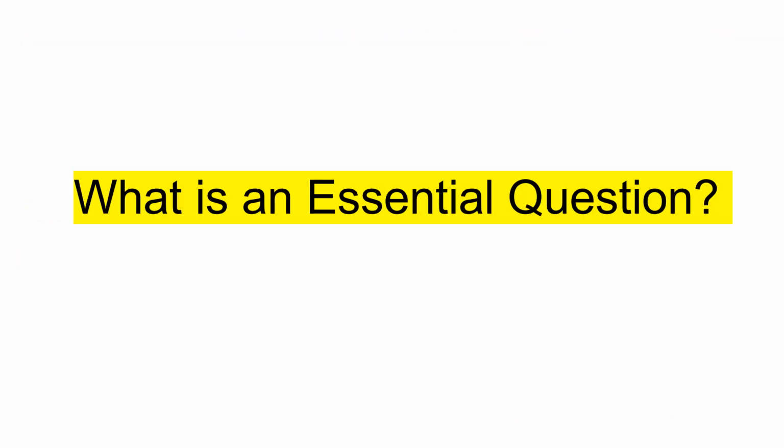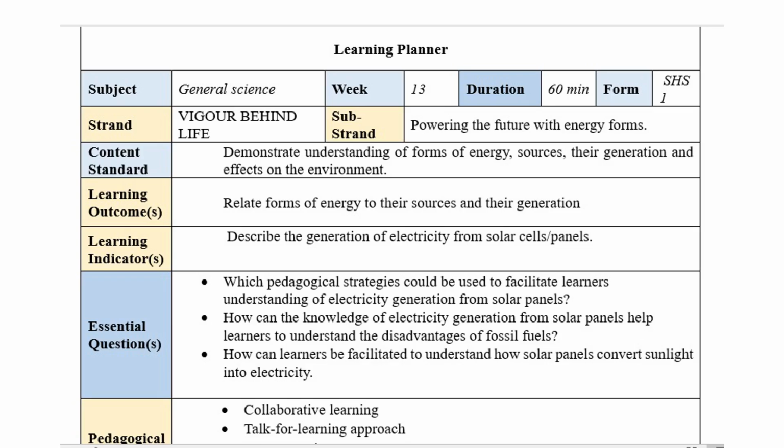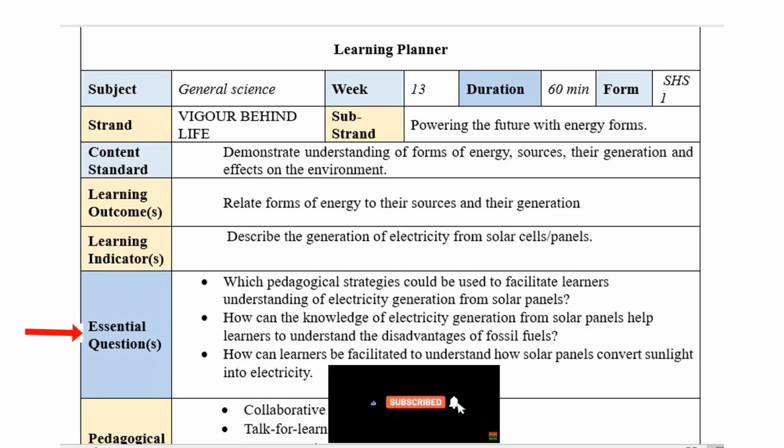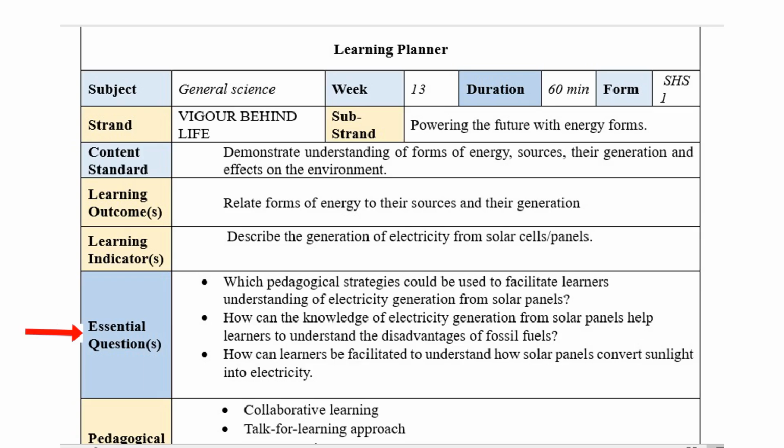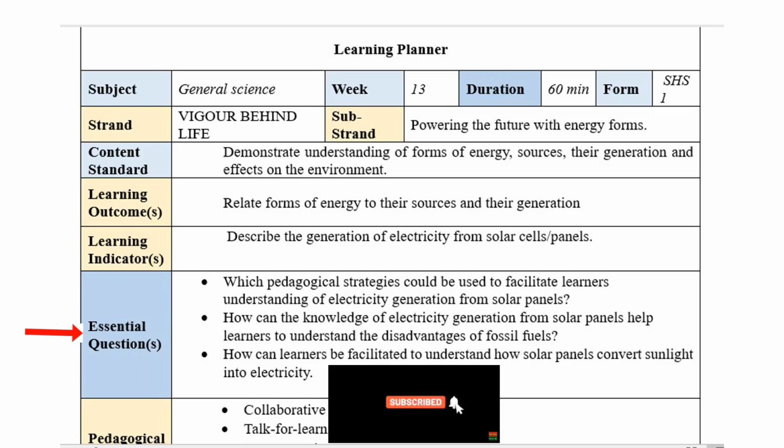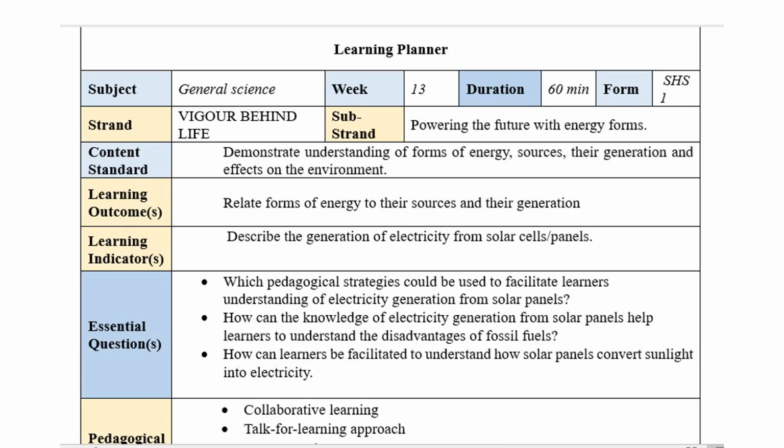Now let's move on to essential questions. Essential questions are questions that guide a teacher in carrying out the lesson. It is the backbone of the learning planner. Essential questions are in three parts. The first question should be about the pedagogy, or how the teacher would help the learners to understand the topic. The second essential question should be about the environment, and the third should be about the learner. You can check my channel for the video titled AI for Essential Questions. It will guide you on how to use AI to set good essential questions.